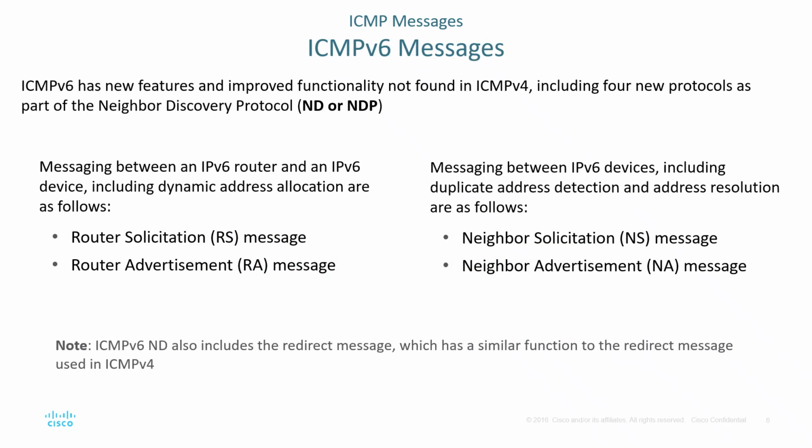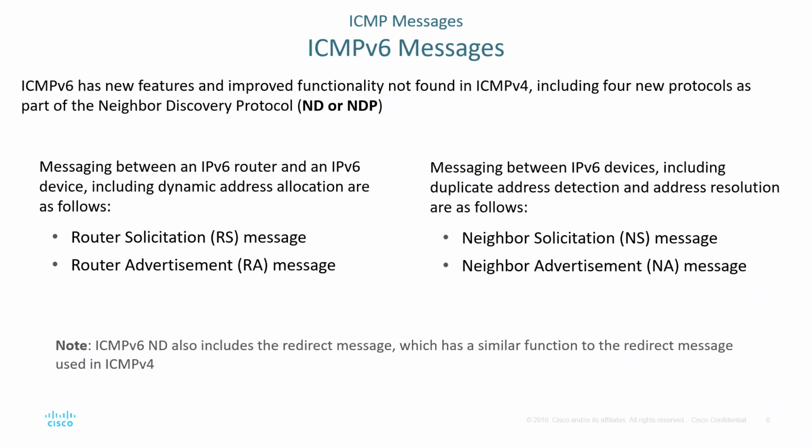So within ICMP version 6, there are a couple of new features and improved functionality that is not found in version 4, including 4 new protocols as part of the Neighbor Discovery Protocol. So when we talked about Chapter 12 and we talked about IPv6, these same types of messages are what was utilized in order to do neighbor discovery, which is very similar to ARP in IPv4.